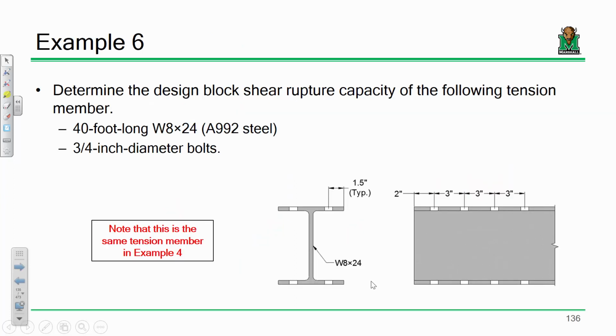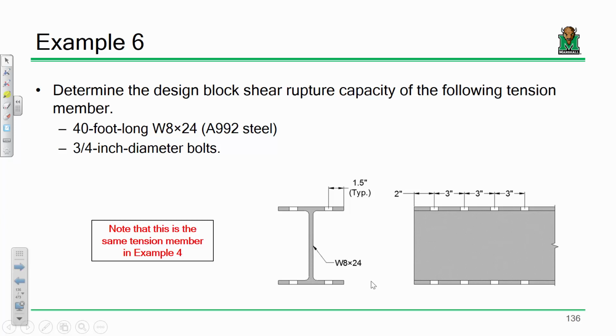Now, this is example 6. If you look at this problem, this is actually the exact same problem that we did in example 4. If you remember, example 4 was a W8 by 24 that was 40 foot long, and we analyzed this problem before. We looked at gross section yielding, and we looked at net section fracture, and we looked at slenderness. We didn't look at block shear at the time because we didn't know what that was, right? So that's what we're doing now: we're going to go back and assess this section's block shear capacity.